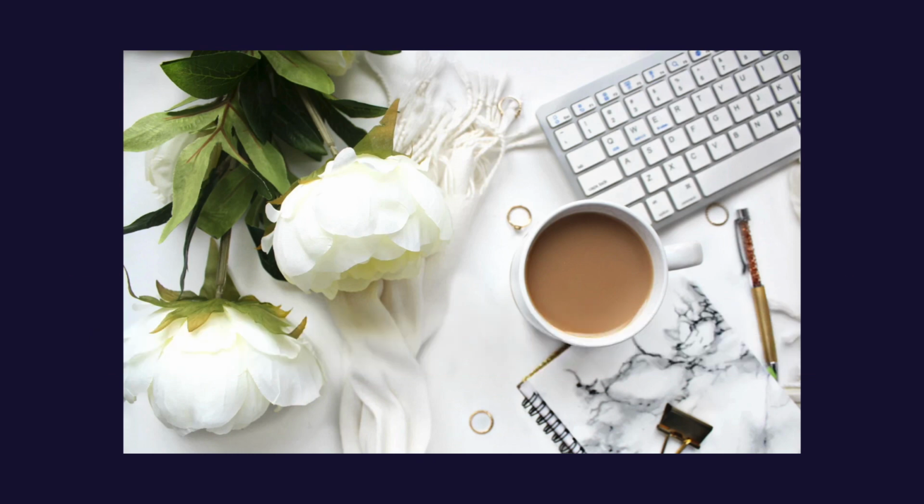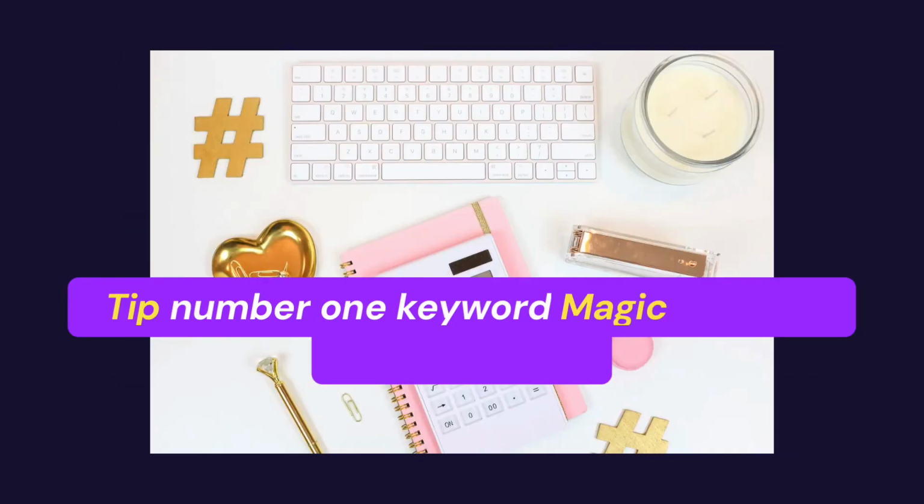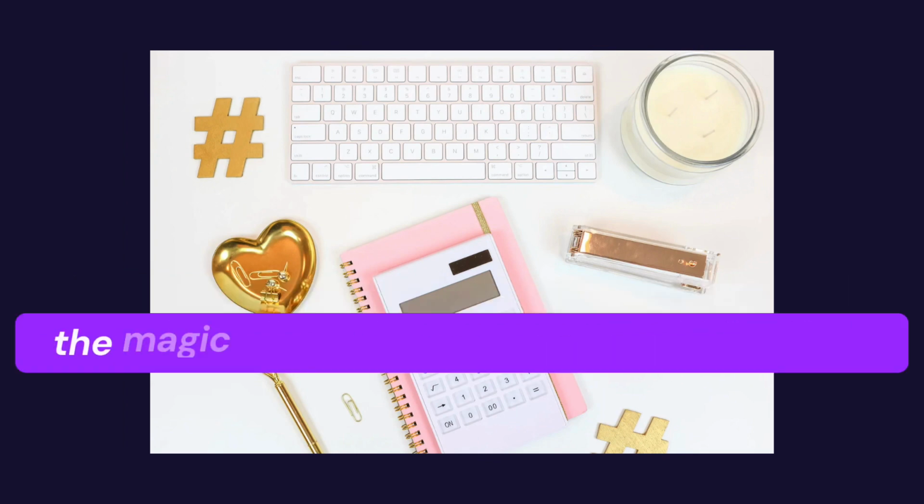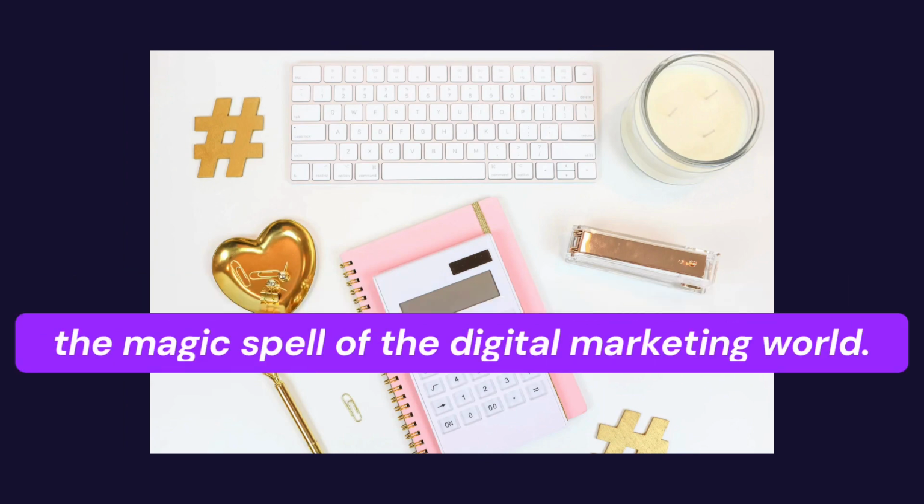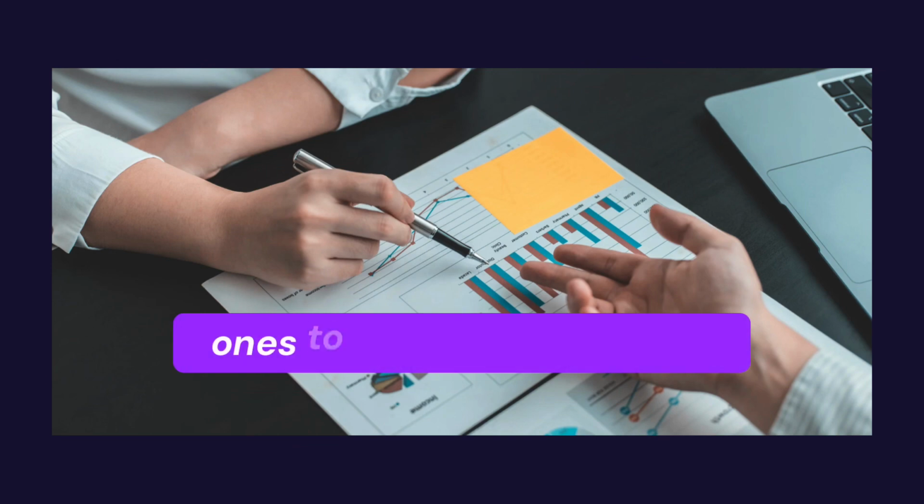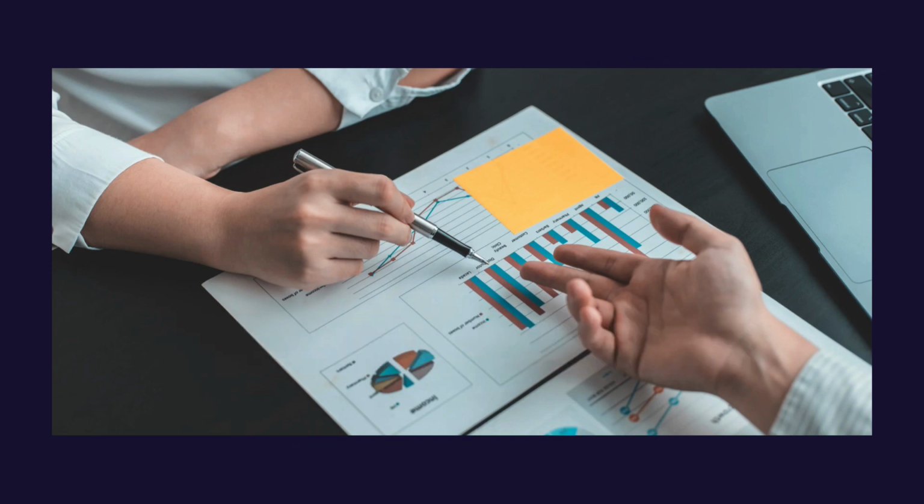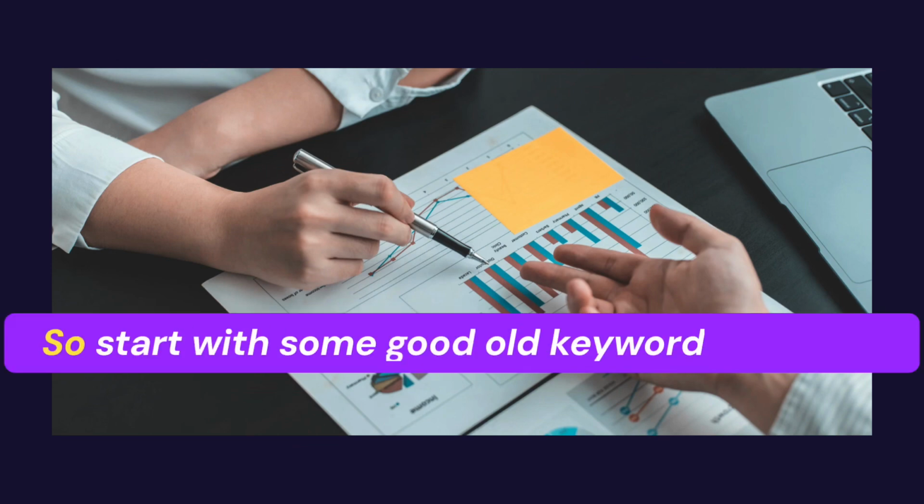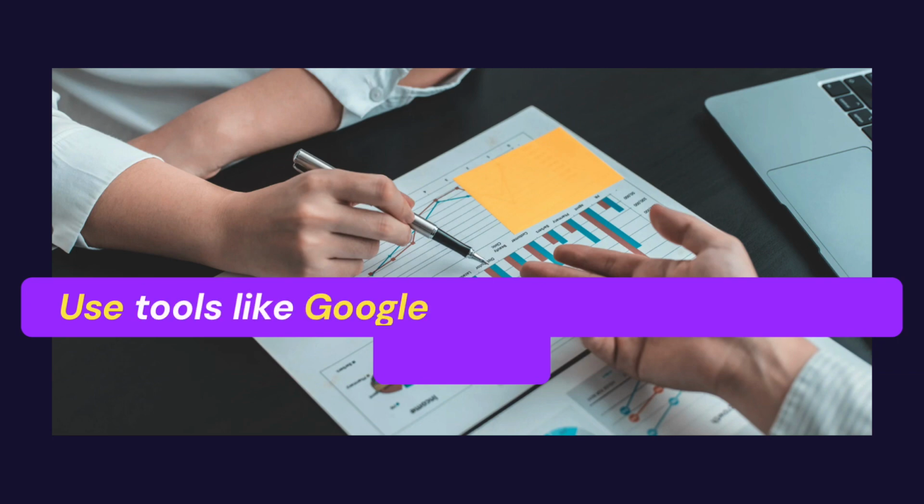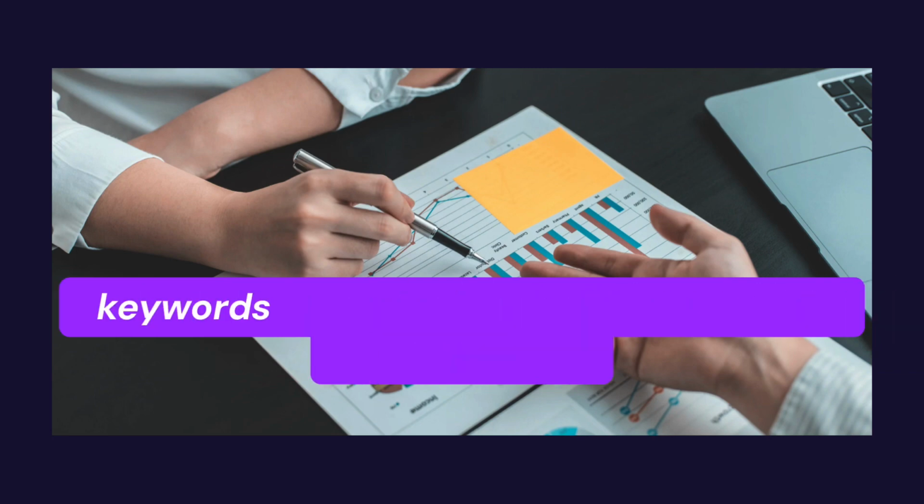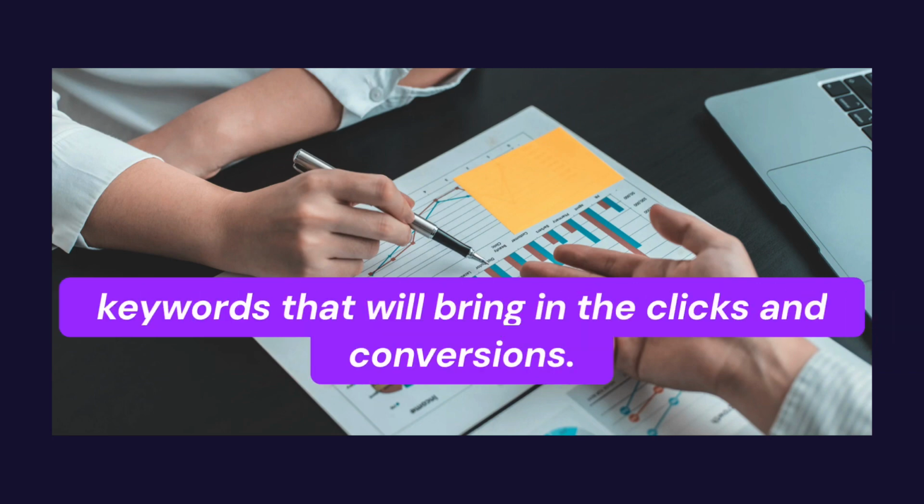So here we go. Tip number 1, keyword magic. Imagine keywords as the magic spell of the digital marketing world. You've got to pick the right ones to conjure up success. So start with some good old keyword research. Use tools like Google Keyword Planner to find those keywords that will bring in the clicks and conversions.